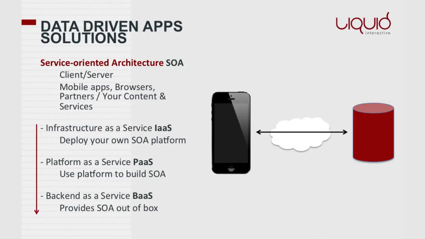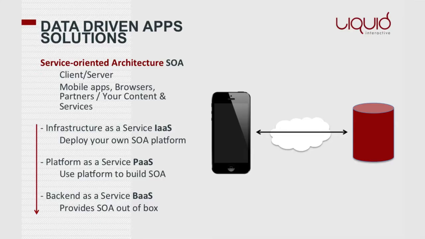So what that really means to you is that your app running on one of these devices is communicating over the cloud or internet and talking to some service in this red cylinder to consume data. So it's a client-server relationship where the client is your mobile app, a web browser, or even your partners. Your partners may consume data this way. And on the right side, you have your content and services. And some other related terms you may hear used in conjunction with SOA are the following 3. One is infrastructure as a service.